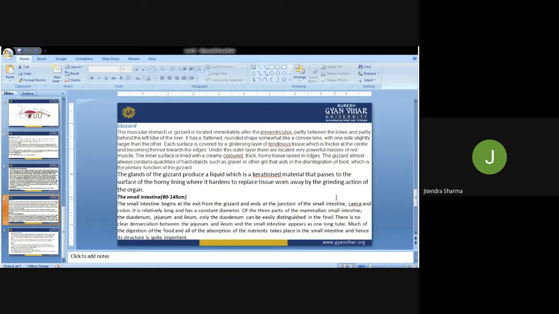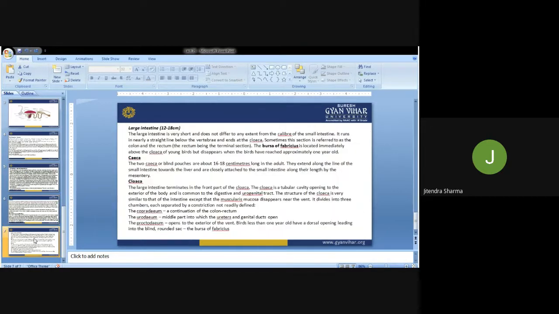Much of the digestion of food and all the absorption of nutrients take place in the small intestine. Hence, its structure is quite important because of the presence of villi and microvilli inside the small intestine. Now we have the large intestine, 12 to 18 centimeters. The large intestine is very short and does not differ to any extent from the caliber of the small intestine. It runs in nearly a straight line below the vertebrae to the cloaca.